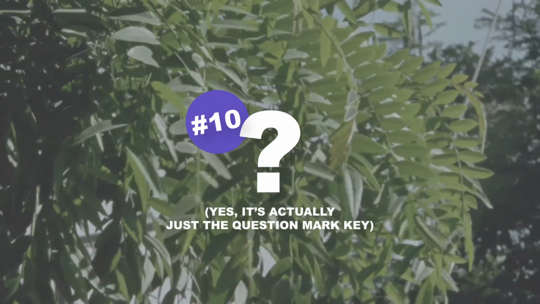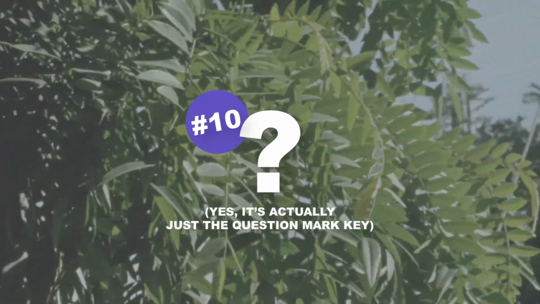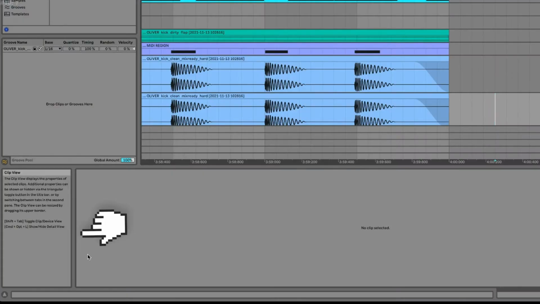Now we're on to number 10, possibly the most important key command. I said that it might surprise you. And this key command is question mark. The question mark shows and hides the info view at the bottom left corner of the interface.